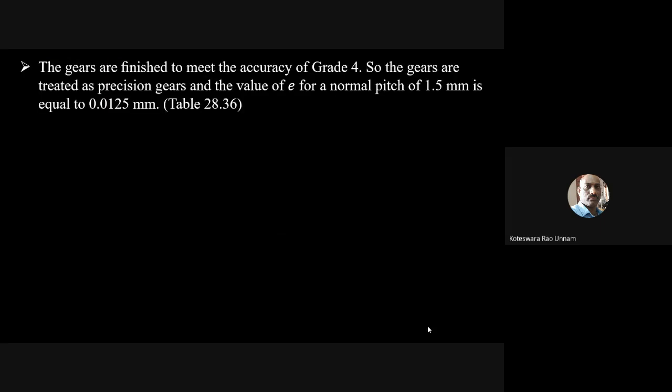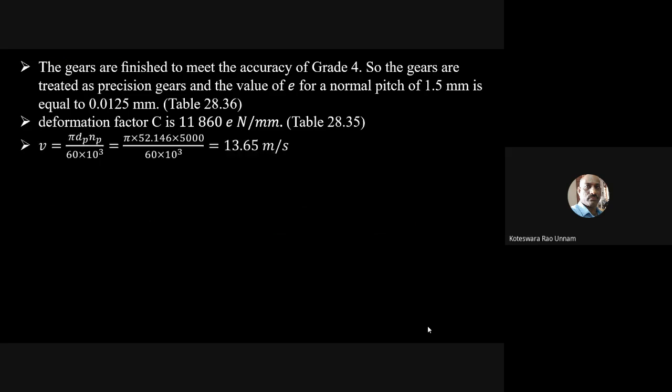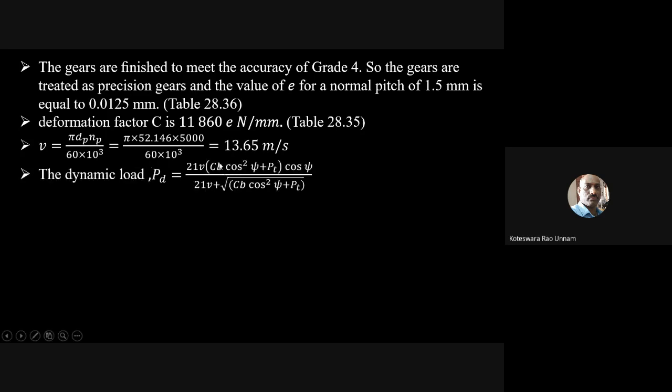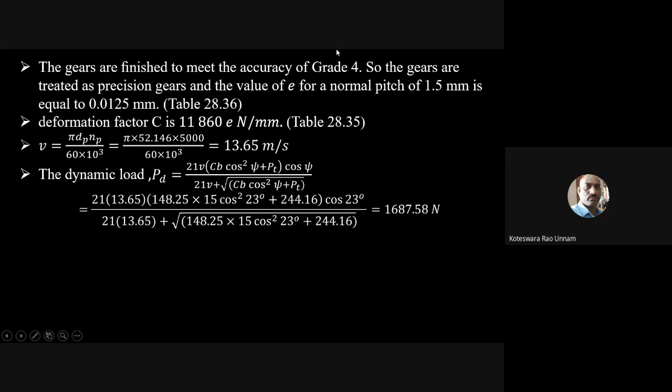Okay, once I have the PT value, I can calculate the same thing. The error is going to be the same, the C value is going to be the same, and V is now computed with D as 52.146. If you compute V, we get 13.65 meters per second. Then, with that V value, PT value and psi value, you have to compute the dynamic load. So here also you need to make the modification; you need to recompute it again.